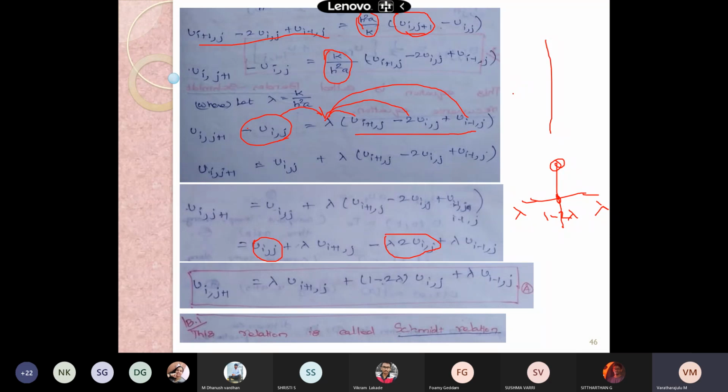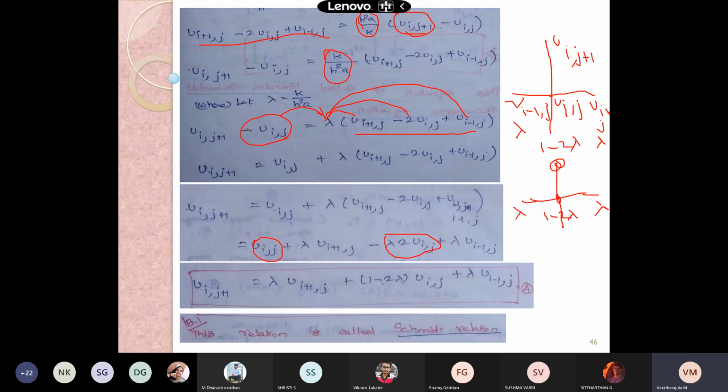Whether it is understood. Yes, sir. This is u(i, j). This is u(i, j+1). This is u(i-1, j), and u(i+1, j), and the coefficient is lambda. Here the coefficient is lambda. Here 1 minus 2 lambda. In some other slides, I have given this particular picture. So through the picture, you can recognize this schema relation.